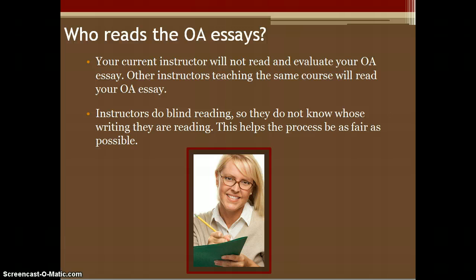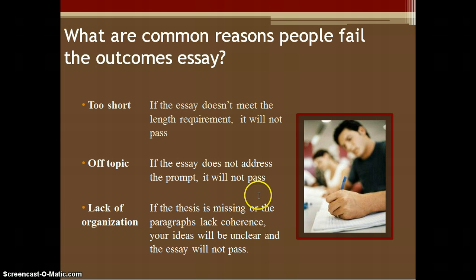So like I mentioned, other instructors teaching the same course are going to be anonymously reading your essay, so it's a blind reading. So some reasons that people fail Outcomes Assessment is because their essay is too short, it doesn't meet that 4-page requirement. If you don't address the prompt, it won't pass. Or if you're missing a thesis or your essay doesn't kind of go together, then you could possibly fail as well.